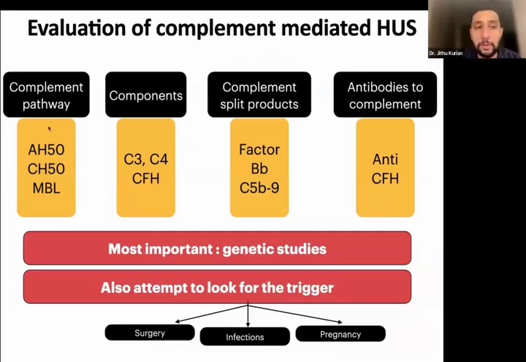So how do you evaluate complement-mediated HUS? You have the complement pathway assays like AH50, CH50, and mannose binding lectin, where the ELISA plate can individually activate each component and tell you whether there is a deficiency or not. The complement components C3 and C4 can be assessed, the complement byproducts can be assessed, and antibodies against complements can be assessed. The most important is the genetic studies, which we'll come to.